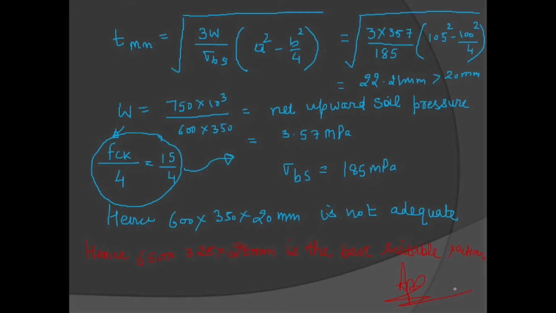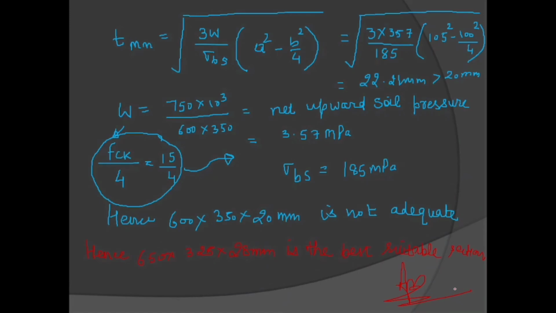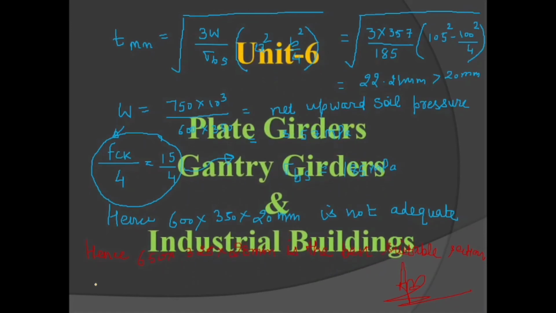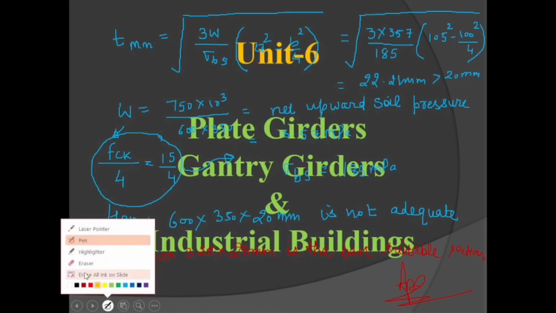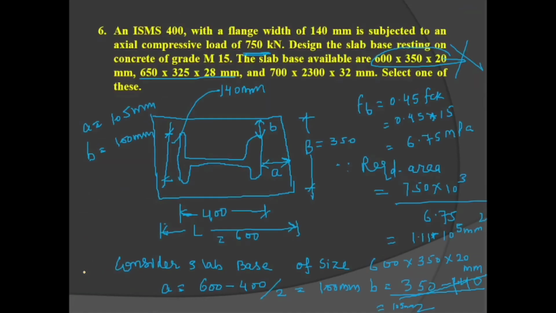Okay, now let's move on. Please note it down very fast. This was question number 6, design of the base plate. Now let's move towards the questions of the next unit, that is design of plate girders, gantry girders, industrial roofs, etc. So now let's discuss the questions of unit number 6, that is plate girders, gantry girders and industrial buildings.